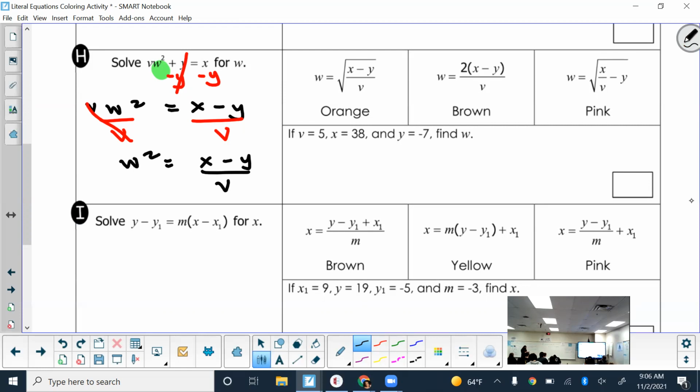Square root. Good. So that looks like this. It kind of looks like a division sign, but it has that little dash on it. And whatever you do on one side, you have to do to the other. On the left, this cancels. W's by itself now. Which answer option matches this? Yes.